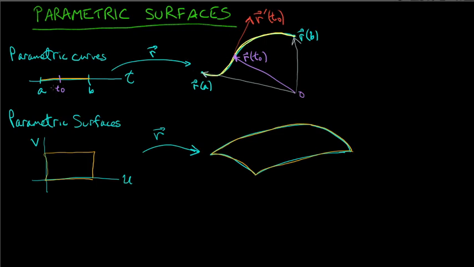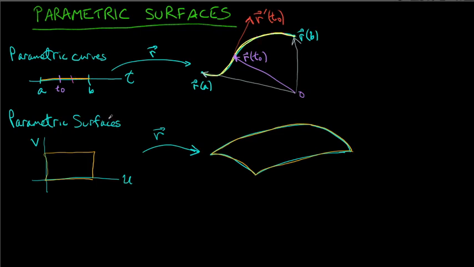If you fix a particular point, say t0, on the interval, and t represents time, then t0 is a particular time. You're at this particular location, this little purple dot over here. We think of r of t0 as a vector from the origin to that point on the curve. Different times will give you different points on the curve.